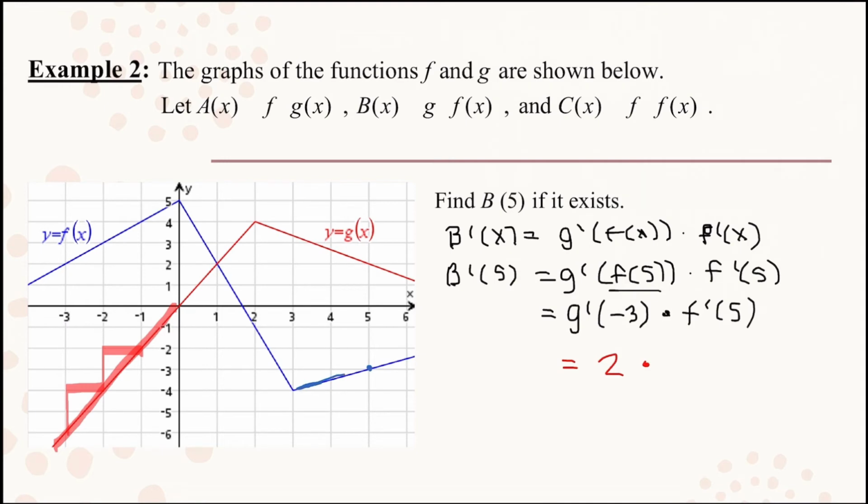So here's my graph at 5. It is going up 1 and over 2. So that gives me a slope of 1/2. So 2 times 1/2 is 1.